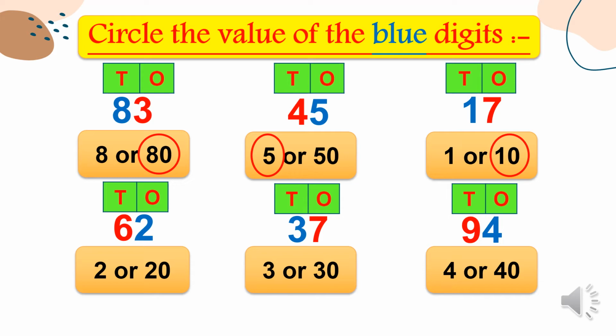62, whose blue digit is 2. I ask myself, 2 in which place? In ones place. So its value equals, in ones, no 0. Its value equals 2. Next, 37. So 3 in tens. In tens, I put 0 to get the value. So the value will be 30. The last here, I have number 94. 4 in ones place. In ones, no 0. So its value equals 4.